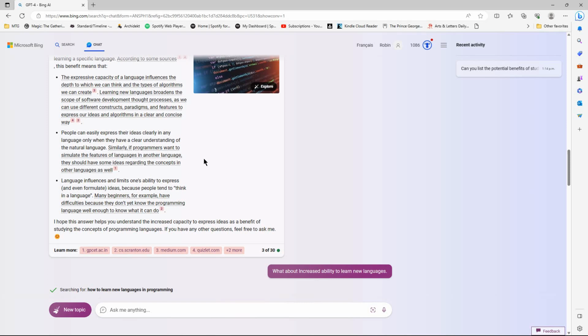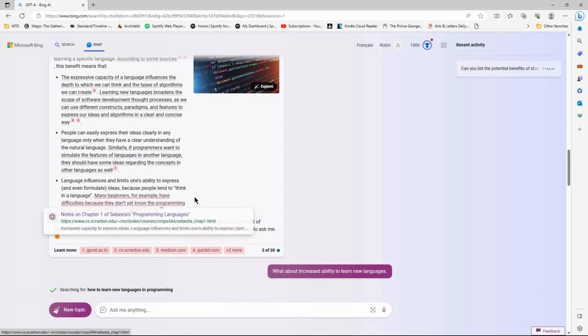So what does it say? Expressive language influences the depth to which we can think and the types of algorithms we can create. Learning new languages broadens the scope of software development through thought processes, as we can use different constructs, paradigms. Excellent. Yep. Similarly, if programmers want to simulate the features of languages in another language, they should have some idea regarding the concepts in other languages as well. Okay, yep.